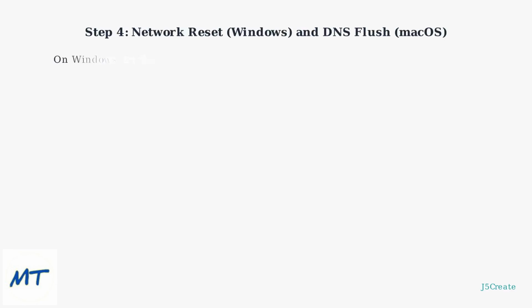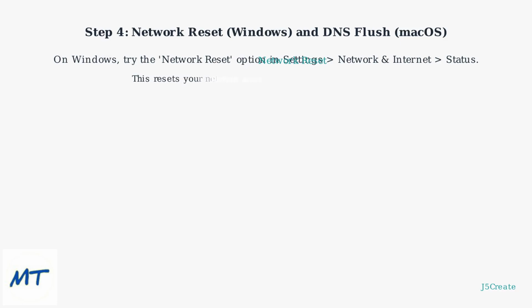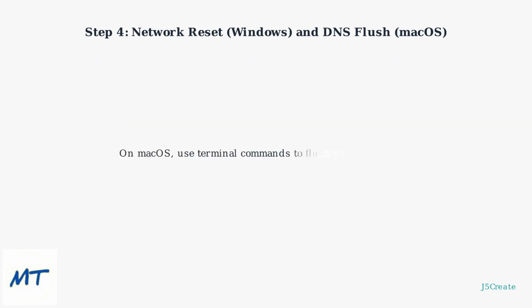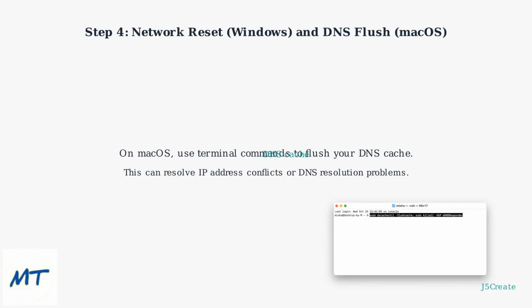For Windows, access the Network Reset option in Settings under Network and Internet, then Status. This feature reinstalls network adapters and clears cached settings to resolve connectivity issues. For macOS, open Terminal and run commands to flush the DNS cache. This addresses IP conflicts or DNS problems that may be blocking Ethernet connections.